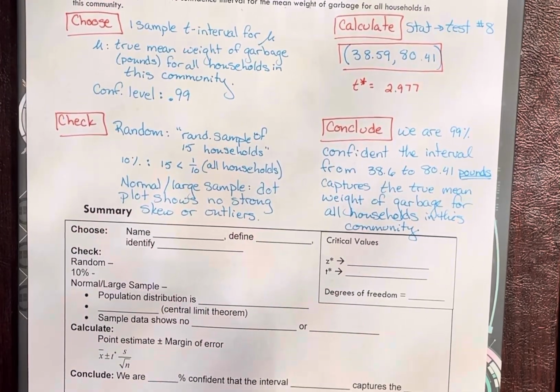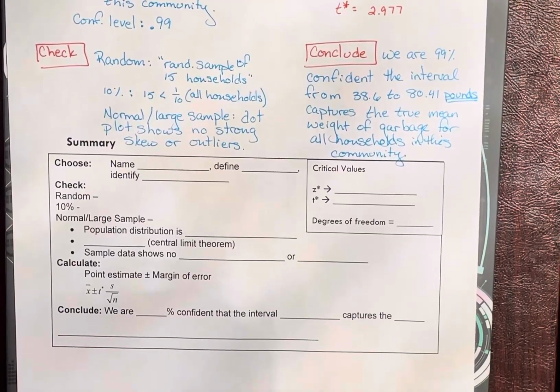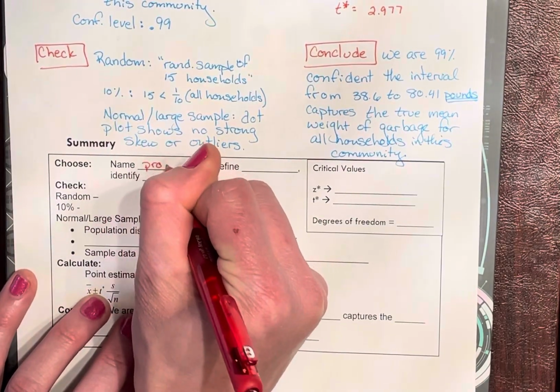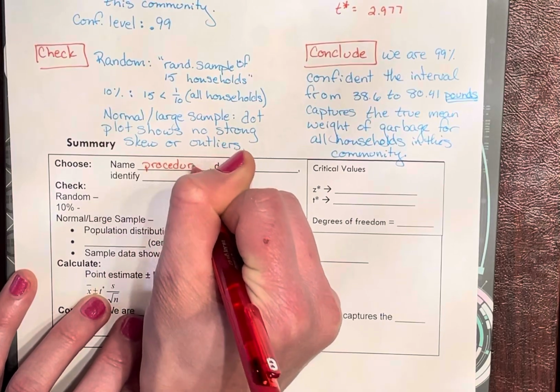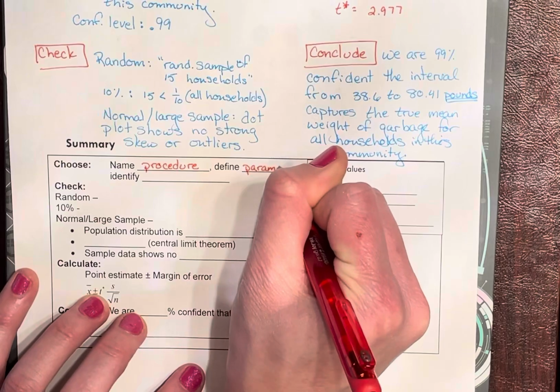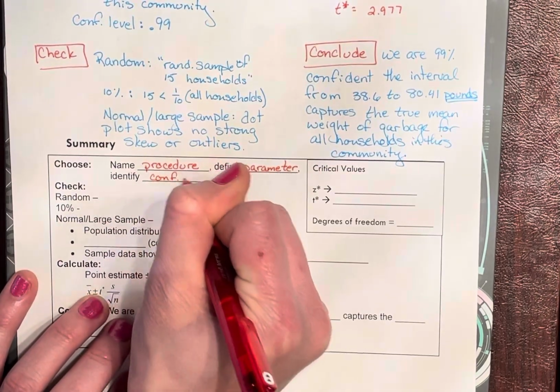Okay, so there we go. That's our lesson. It should feel fairly similar. It's a lot like what we did for proportions. We're just modifying it slightly for means. So to summarize, in the choose section, you need to name your procedure. We're going to call it a one sample t interval for mu. Define our parameter, that's mu, and identify the confidence level.